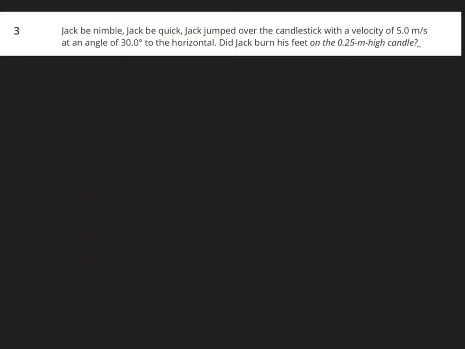So, Jack be nimble, Jack be quick. Jack jumped over a candlestick with a velocity of 5 meters per second and an angle of 30 degrees to the horizontal. Did Jack burn his feet on the candle? Well, that's kind of a little bit of the nursery rhyme. However, we can add it to some of the physics that we're looking at. Some of the things that we know, again, is the fact that Jack jumped with a velocity of 5 meters per second, and that the angle that he jumped at was 30.